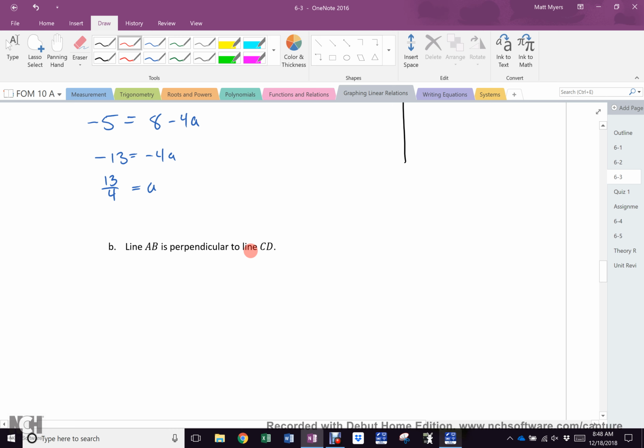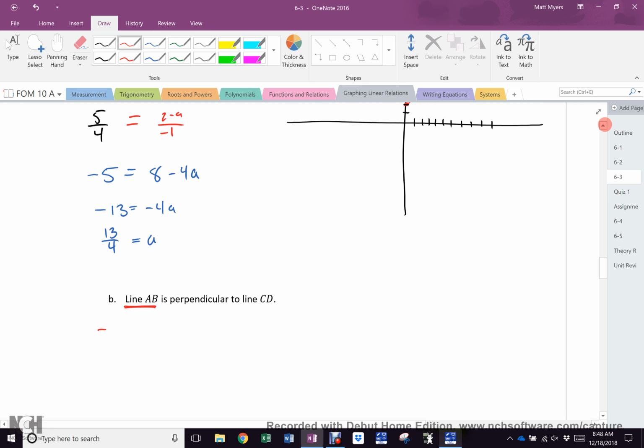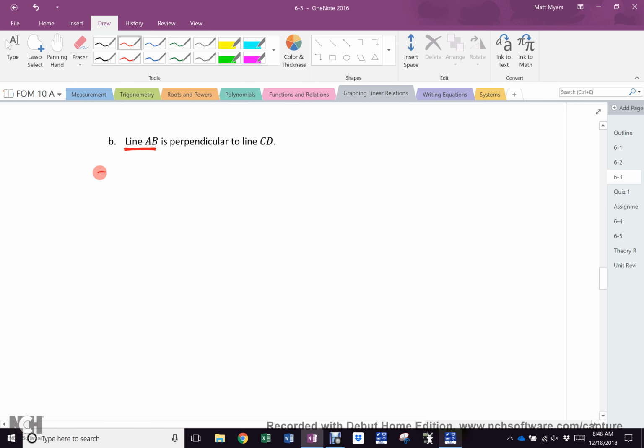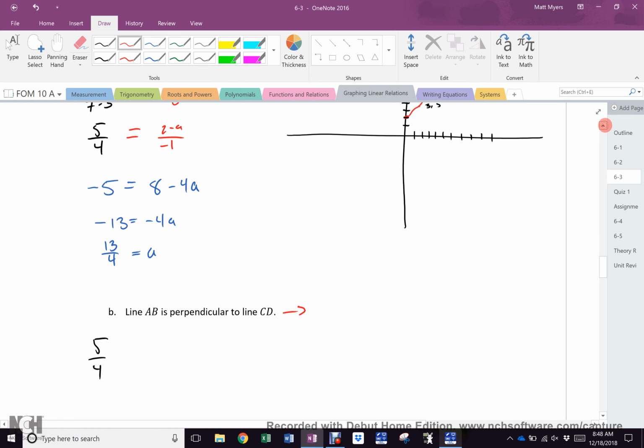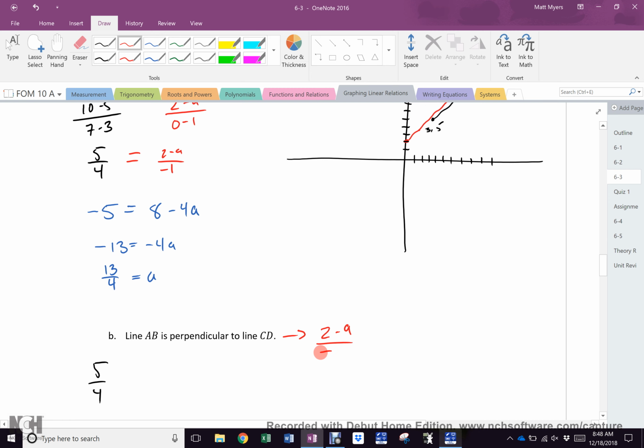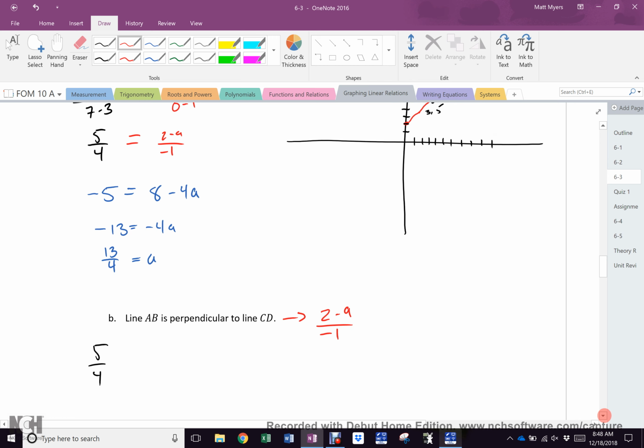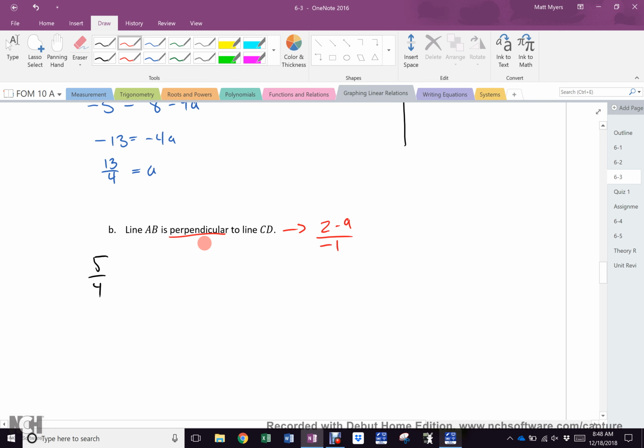What if AB is perpendicular to CD? Do we already know AB's slope? It was 5/4, yes? Was it not? Yes. We already know AB was the black line, and we know it was 5/4. And we already know CD was done properly. What was CD? It was 2 minus A over negative 1, correct? But I don't want parallel anymore, I want perpendicular. So what does perpendicularity do to CD's slope?